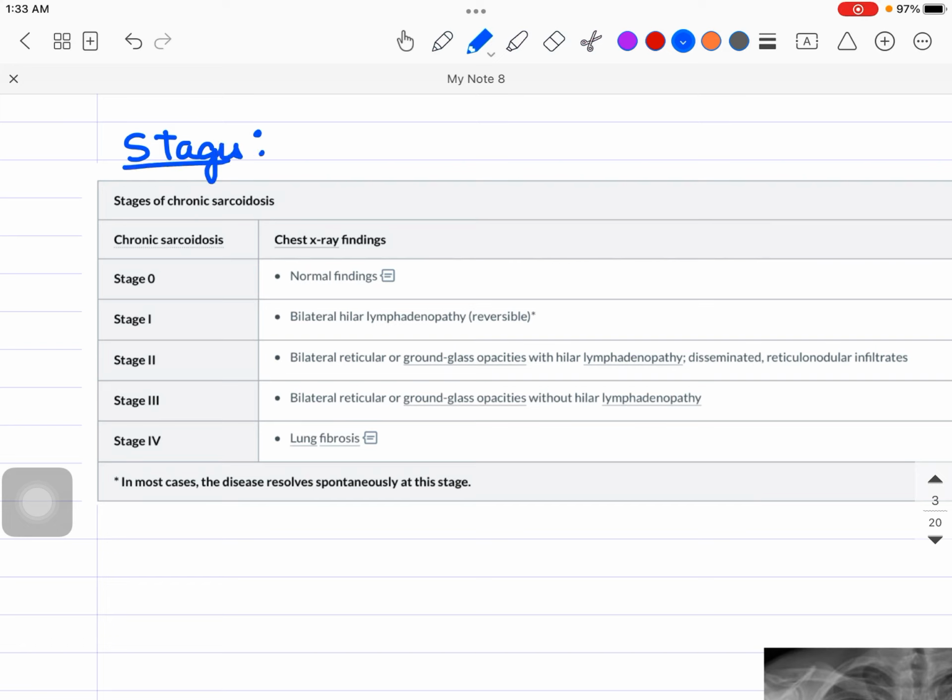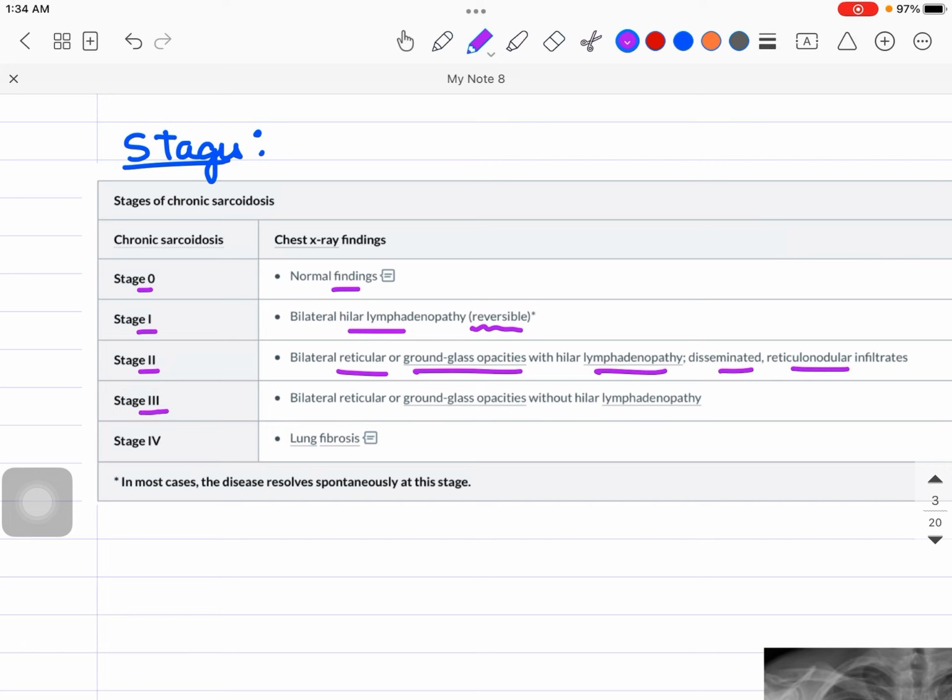In the stages, stage 0 is a normal finding, with asymptomatic patients. Stage 1, bilateral hilar lymphadenopathy can be seen, which is very reversible. Stage 2, the bilateral reticular and ground glass opacities will start along with the hilar lymphadenopathy, and disseminated reticular nodular infiltrates might be appreciated.